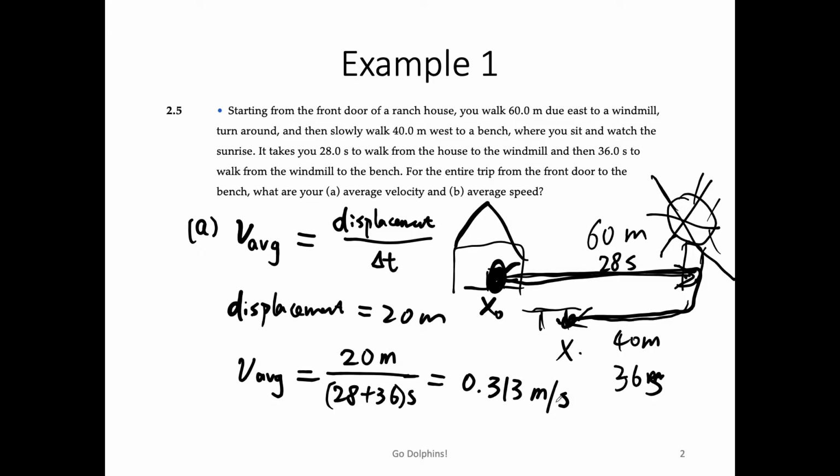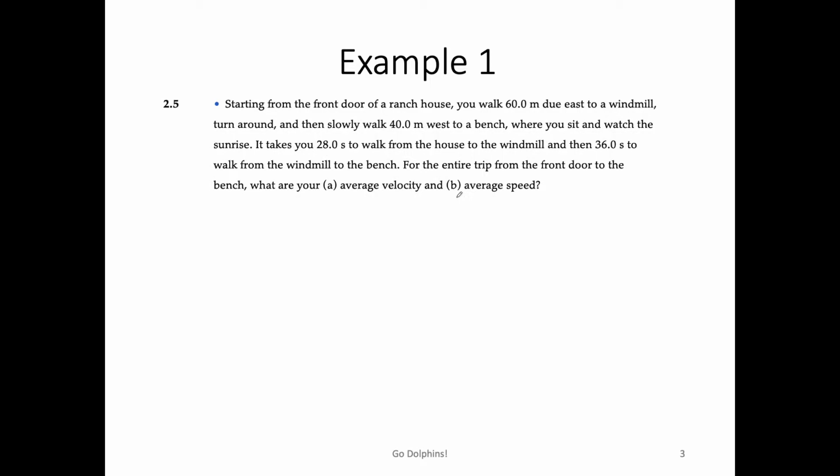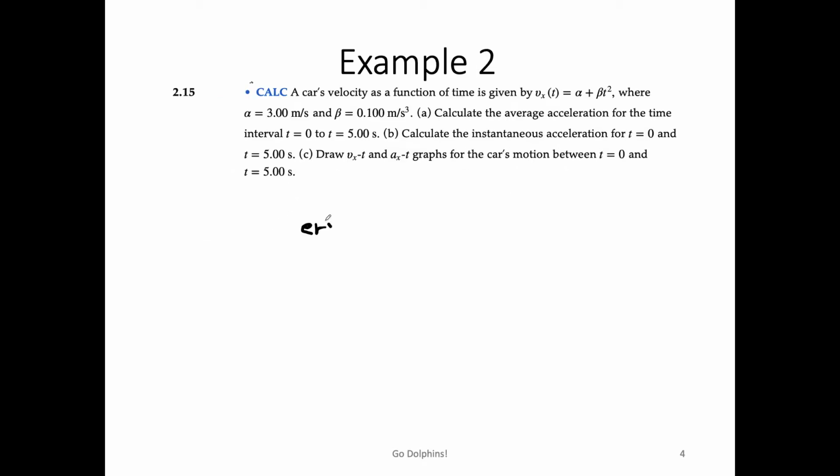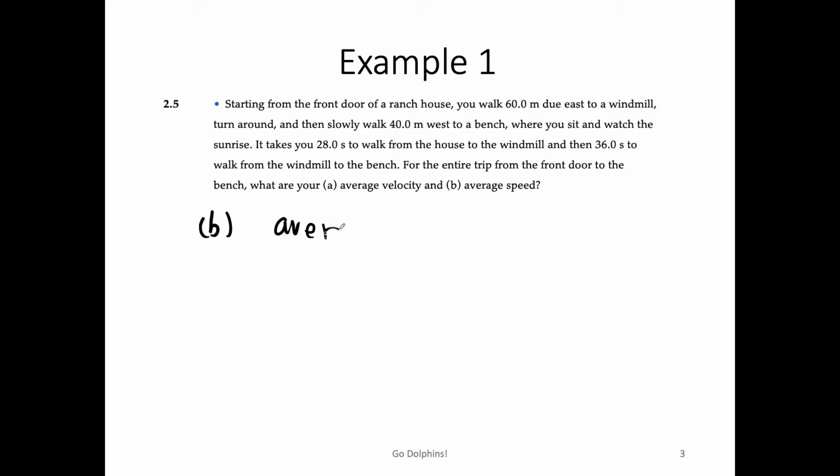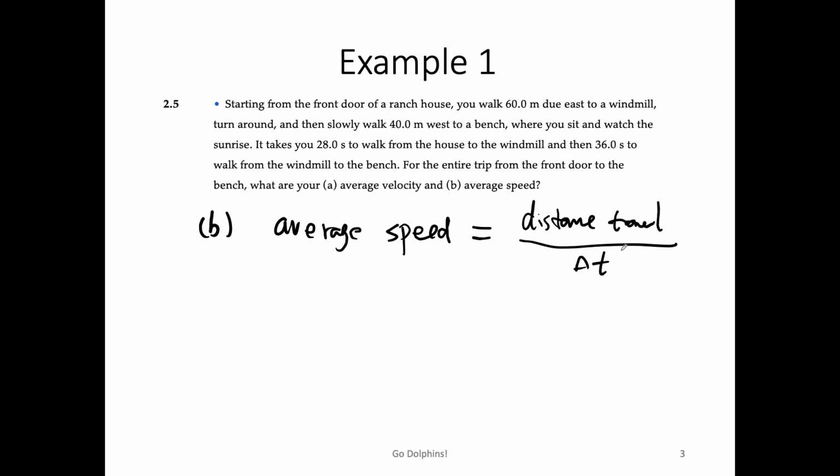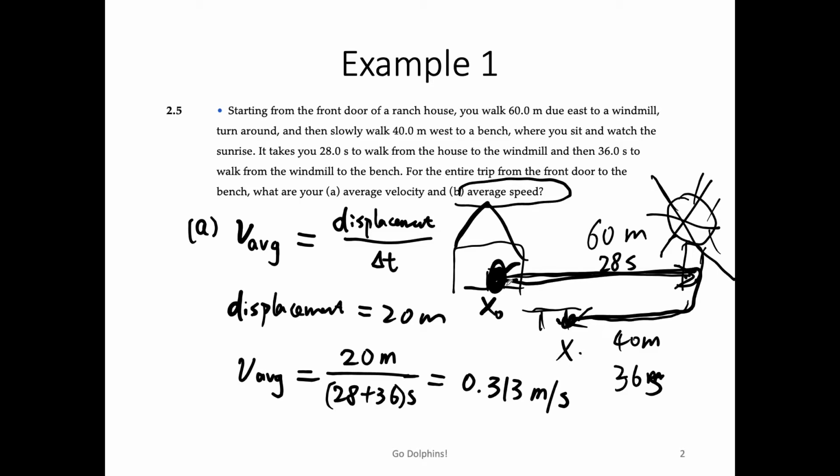So we do the same thing. We want to find out the average speed for this motion. For average speed you need the distance traveled divided by delta t to find out the average speed. So if you look at this, what's your distance traveled?